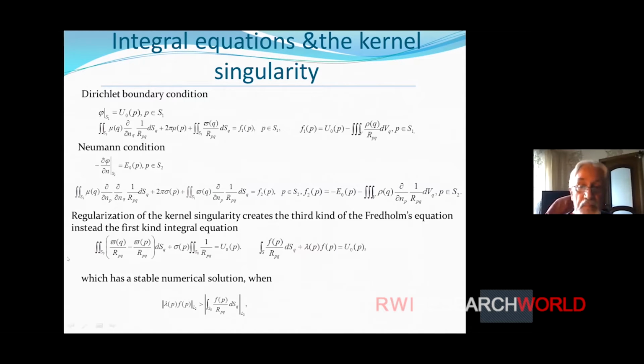And there is a very simple procedure how to regularize this equation. So instead of the original boundary condition, we have a reduced equation where the first integral is regular and the second one can be evaluated analytically for an arbitrary surface shape.